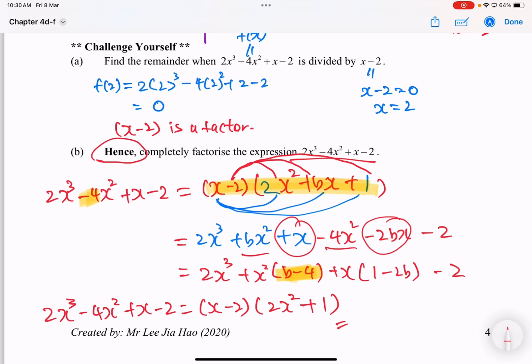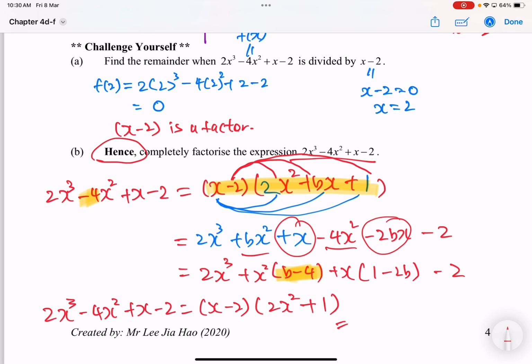Which case, x? Only this one. How do I get the first one, x squared plus 1? Oh, okay. Because I know that b is 0, so if b is 0, I'll get 2x squared plus 1. Alright? Any questions regarding this one?